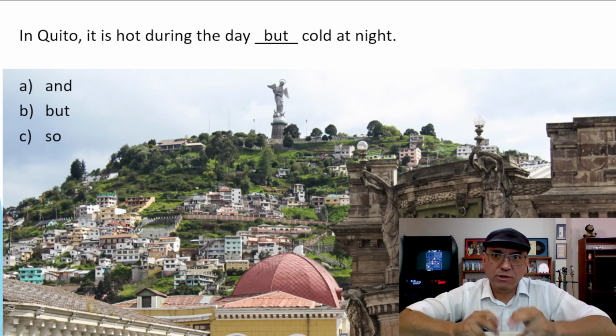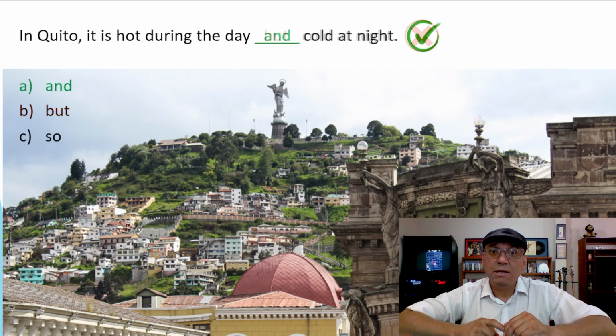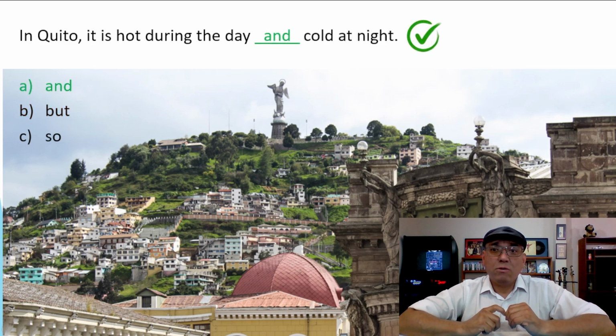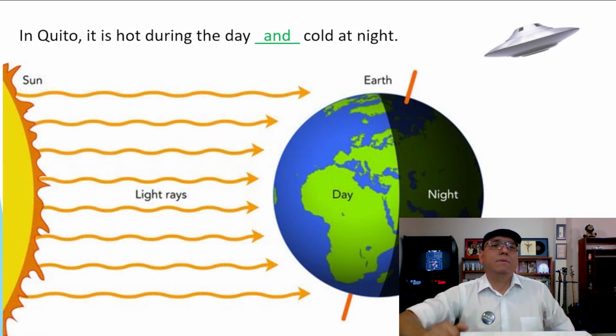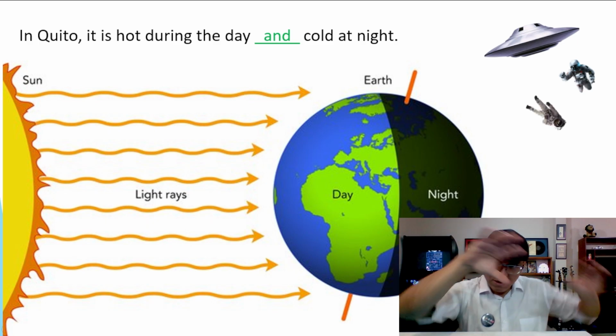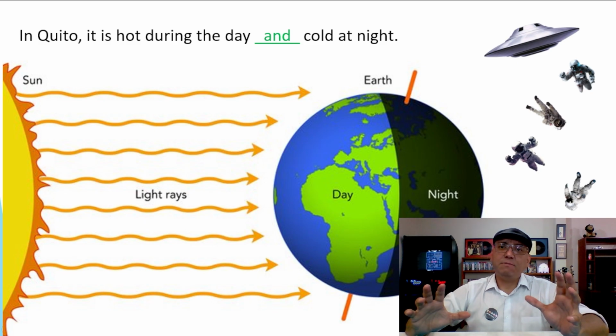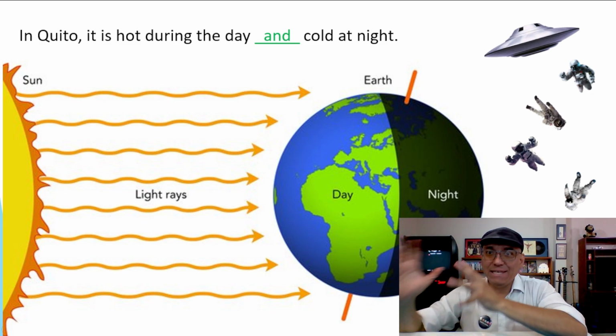But I am going to say that this is incorrect. And I'm going to explain why. The correct answer was actually and. Imagine this. You see, planet Earth, for those who still believe that the planet is round, a day is made up of day and night.